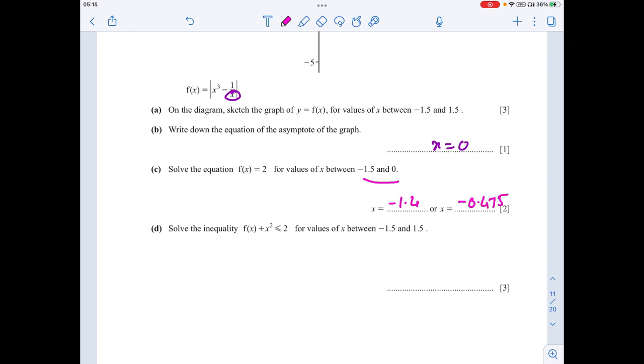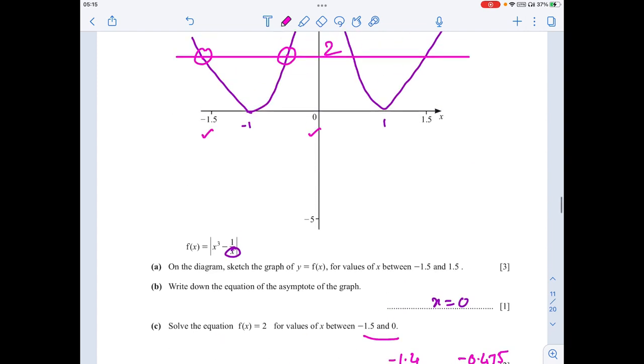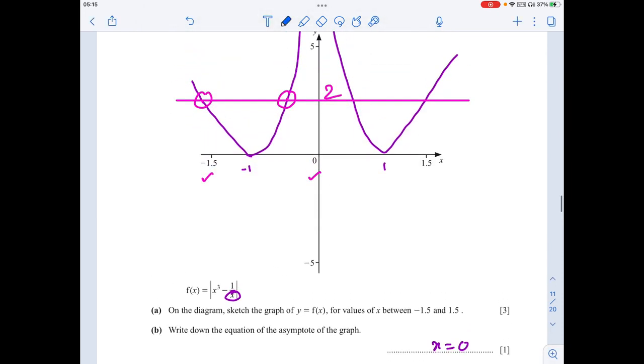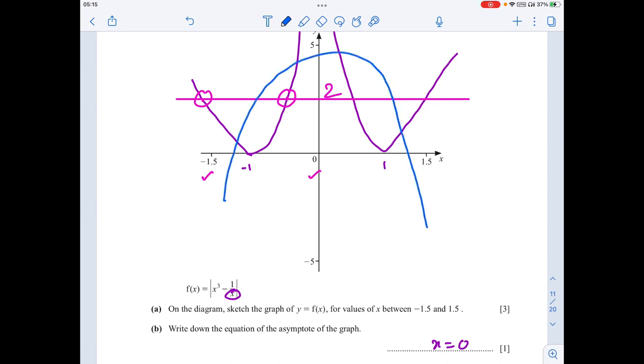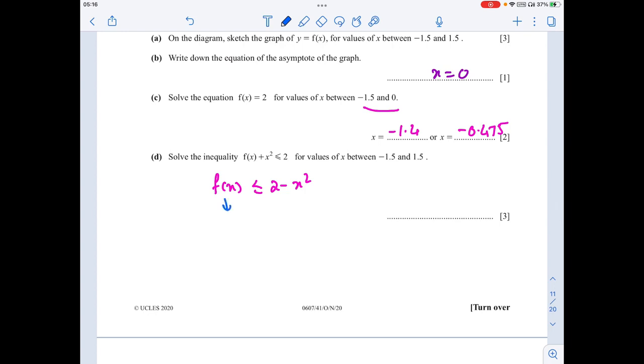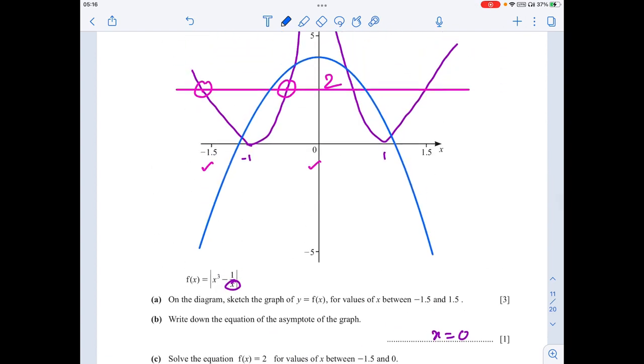Solve the inequality f of x plus x squared is less than or equal to 2. So for that, what should I do? So f of x is less than or equal to 2 minus x squared. So draw a parabola 2 minus x squared. From the graphing calculator, when I do 2 minus x squared, I will be getting it in this way. From there, it is telling that the first graph should be below the parabola. So what are the points? You should be able to find this point A and point B.